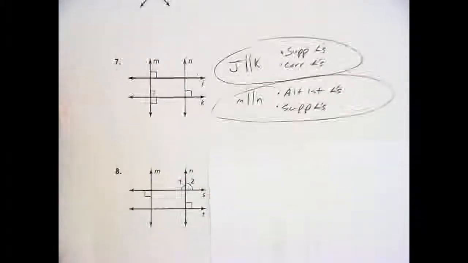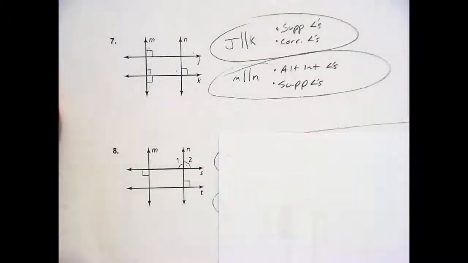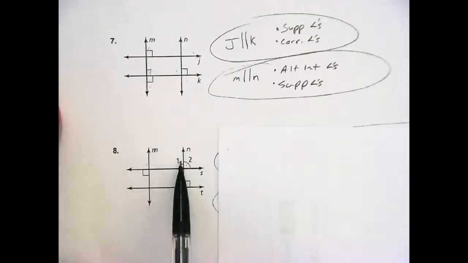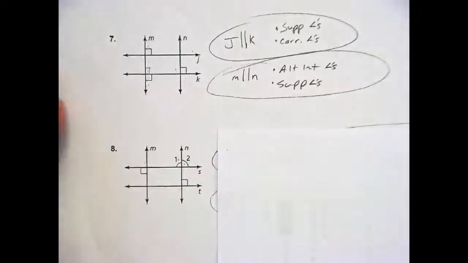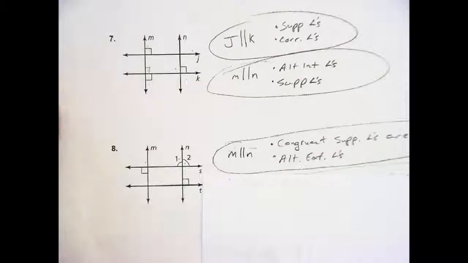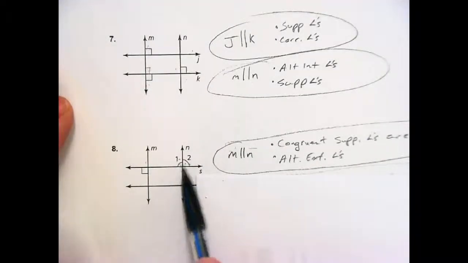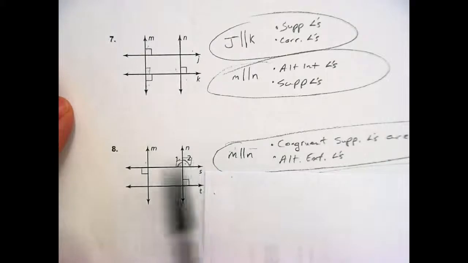All right. Okay, number 8, what do you think? Yes? Can we prove M to N? What do you think, Jeremiah? No? Okay. I would say M to N because of congruent supplementary angles. Since these are congruent and they're supplementary, that makes each of them a right angle. And if that's the case, I then have alternate exterior angles.